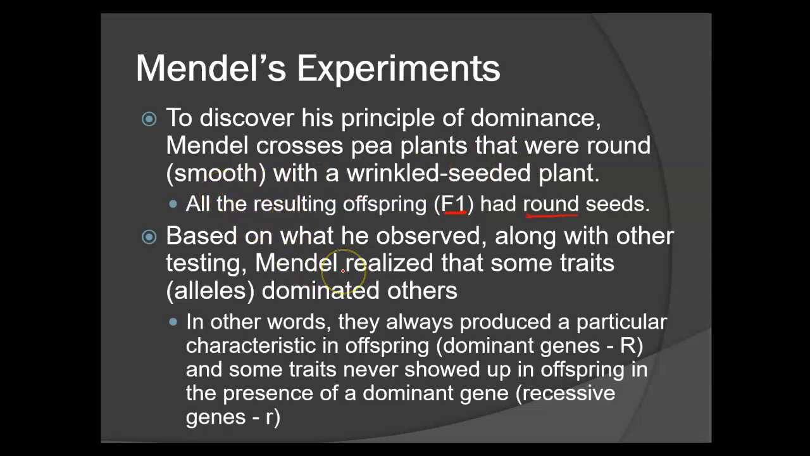Okay? Based on what he observed along with other testing, Mendel realized that some traits or alleles dominated others. In other words, they always produced a particular characteristic in offspring. Dominant genes, and some traits never showed up in offspring with the presence of the dominant gene around.